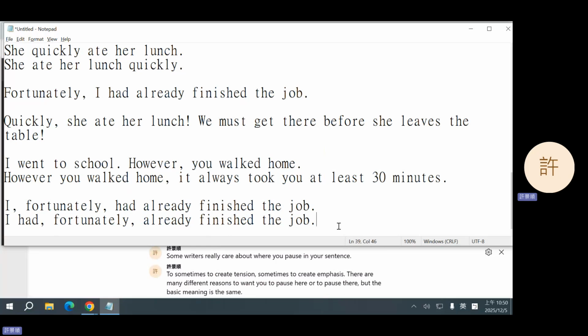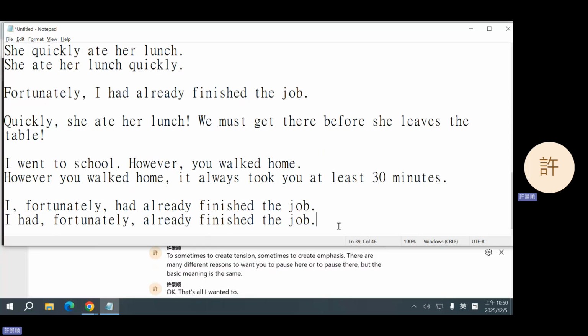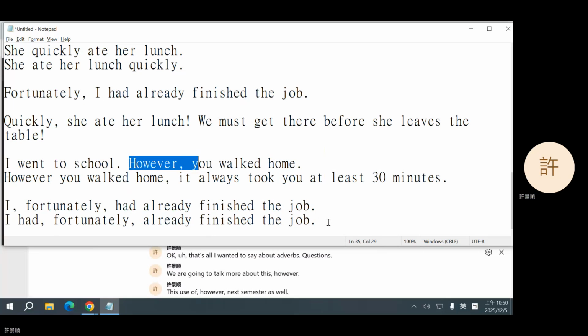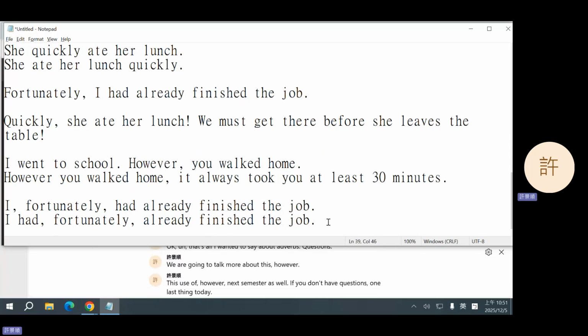Okay, that's all I wanted to say about adverbs. Questions? We are going to talk more about this, however, this use of however next semester as well. If you don't have questions, one last thing today is numbers.